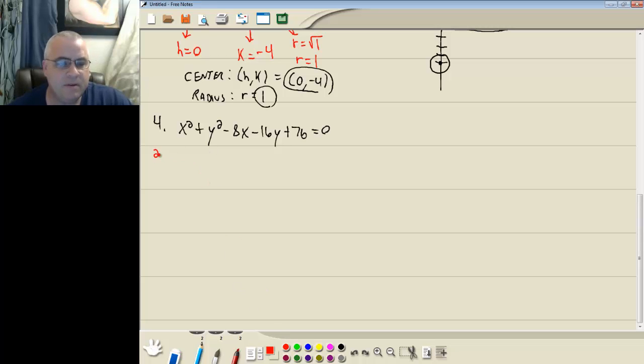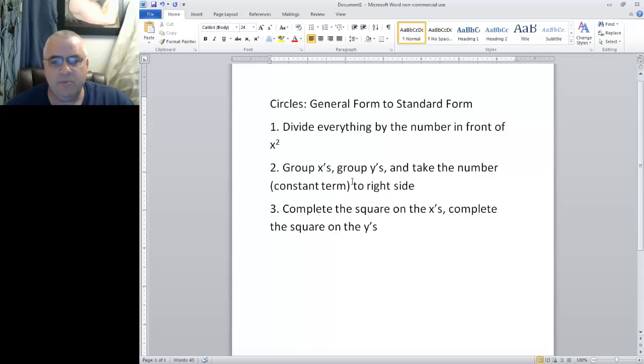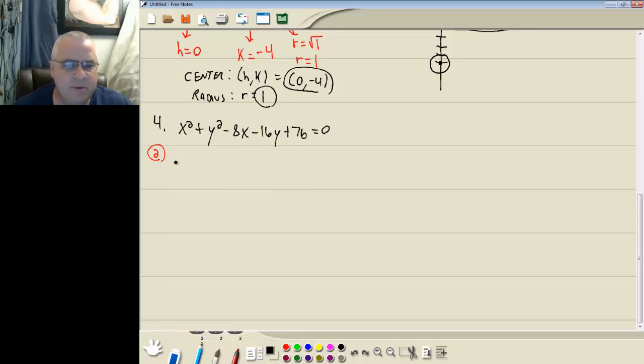Step 2. Group the x's, group the y's, and take the number to the right side. So group the x's. What do I mean by that? Well, we got x squared minus 8x, we put those together, and we got y squared minus 16y, so we put those together. And take our constant term to the right side. So take 76 to the right side and it becomes negative 76.